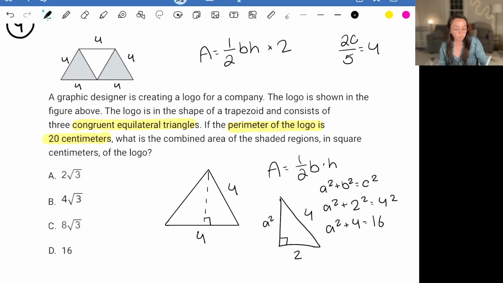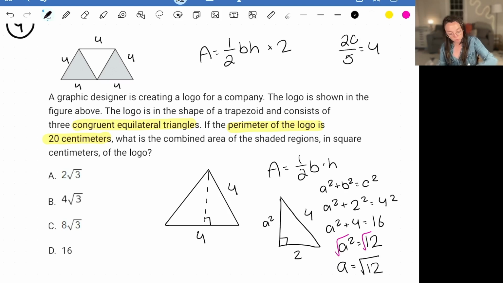16 minus 4 is going to be 12. So a squared equals 12. And then in order to undo the square, we're going to square root both sides, like so. So we've got a equals square root 12. Now, that is the height.